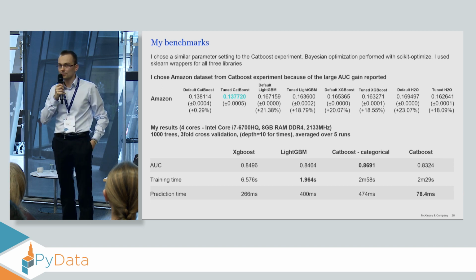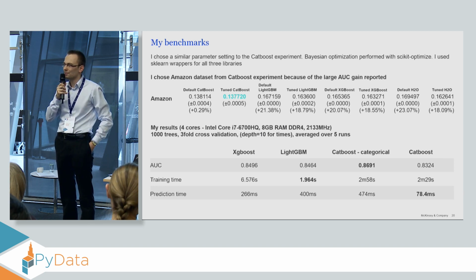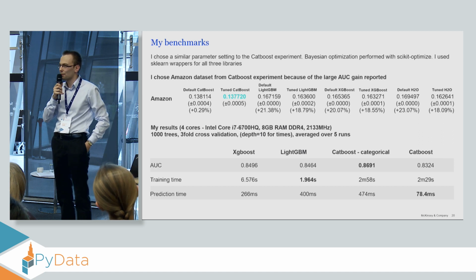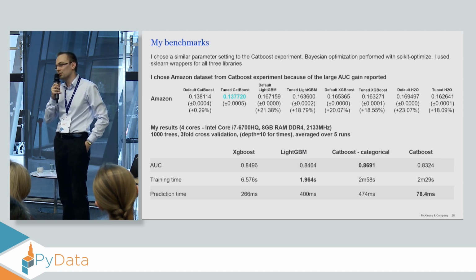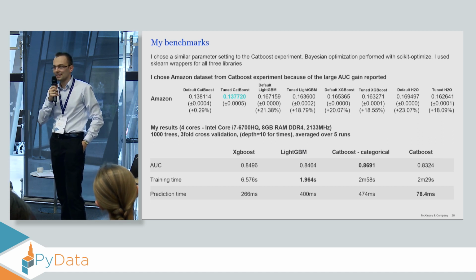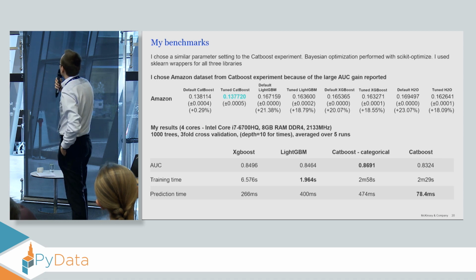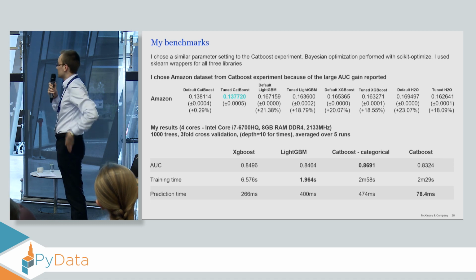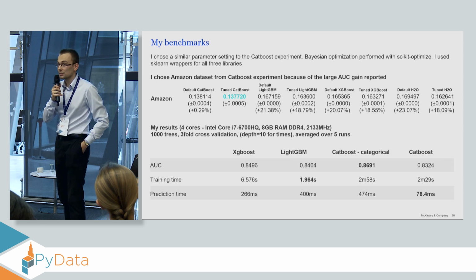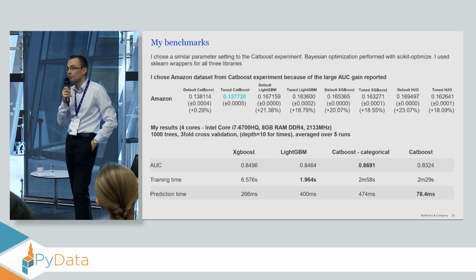LightGBM takes 2 seconds, which means that basically you can do quite well optimization of hyperparameters with LightGBM before your first iteration of Catboost ends the training phase, yeah? And LightGBM is faster than XGBoost. Here I did not use the histogram implementation of XGBoost.